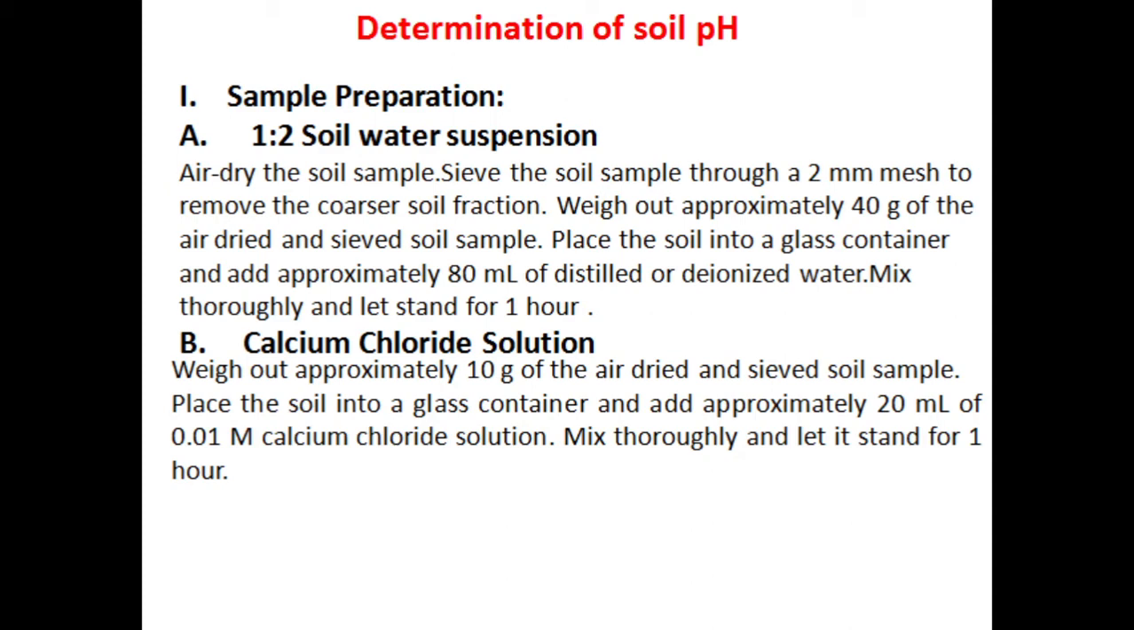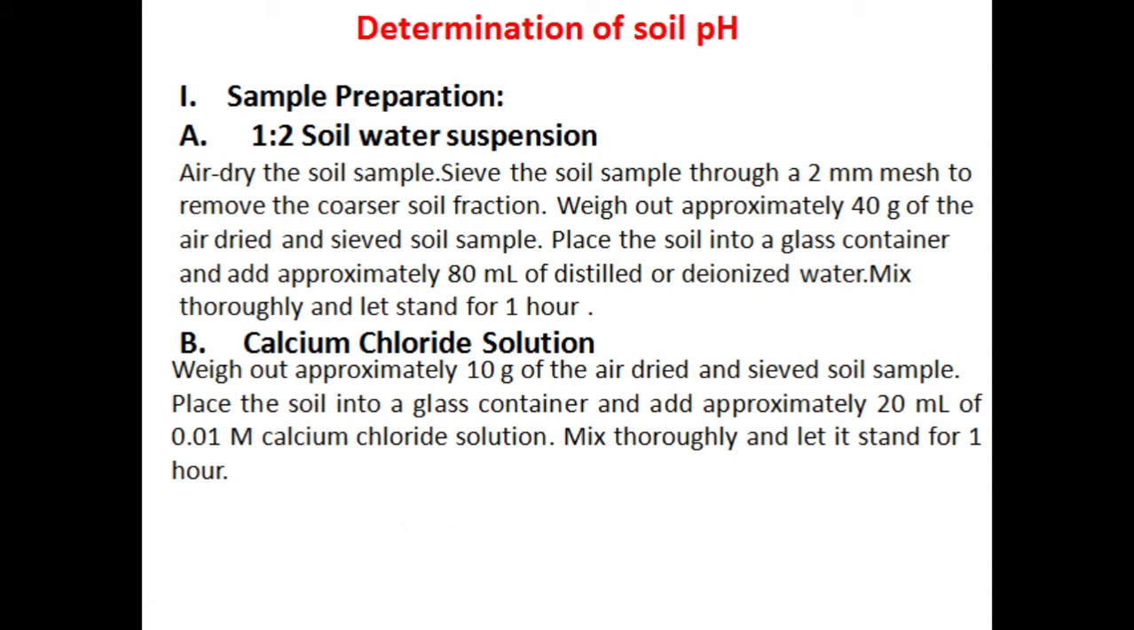How is it made? We take the air dried soil sample from various parts of the field, grind it, and sieve it so that the soil has approximately 2 millimeter mesh size. Then take 40 gram of that air dried and sieved soil sample and add 80 ml of water. 80 ml means approximately 80 gram. Therefore, it is a 1:2 soil water suspension. Mix them thoroughly.